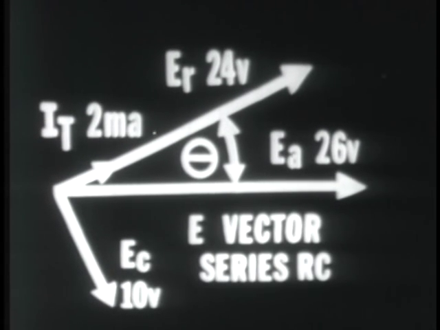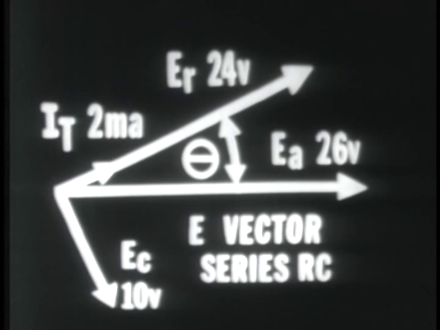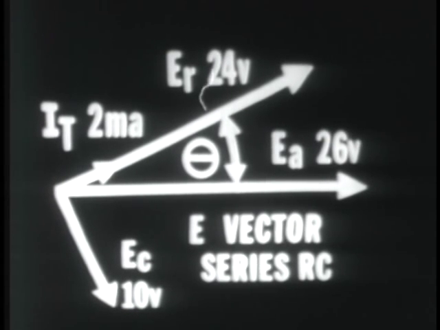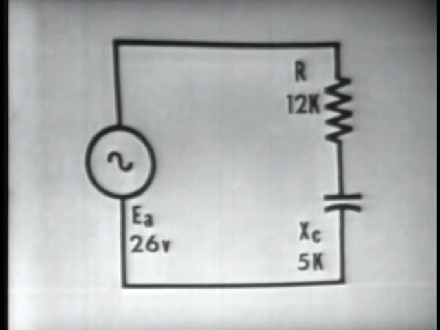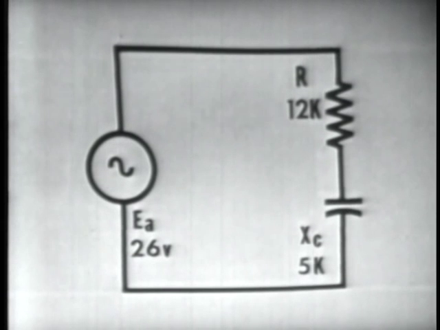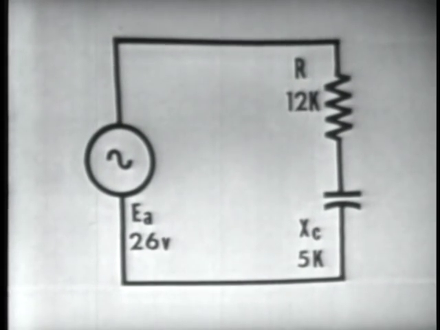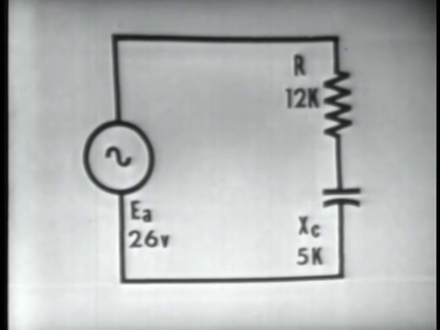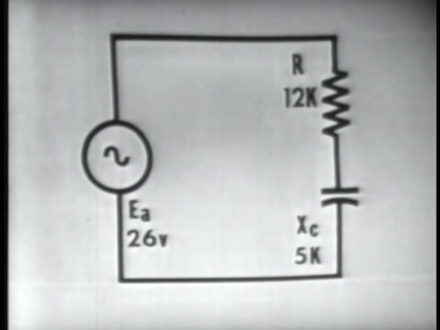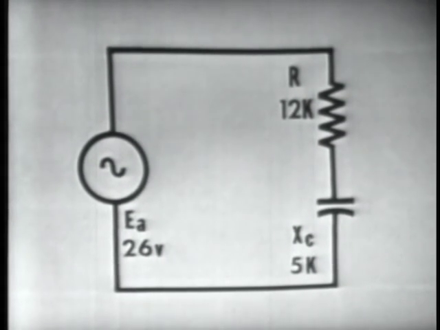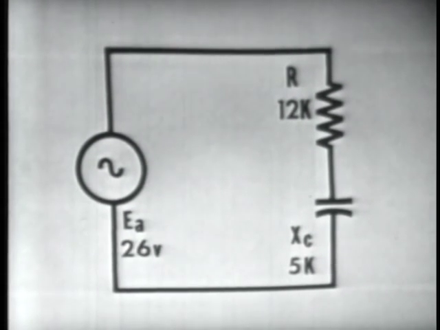Well, this then would be the voltage vector for any series RC circuit, or a representative vector, we could call it. All right, another way of solving the same problem is through the use of Pythagorean theorem and trigonometric functions. This method is somewhat easier in that we do not have to rely on graph paper, scales, protractors, and rulers. The problem can be solved mathematically with the aid of trig and square root tables.